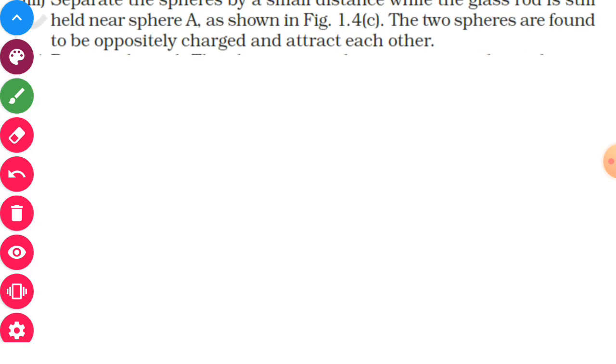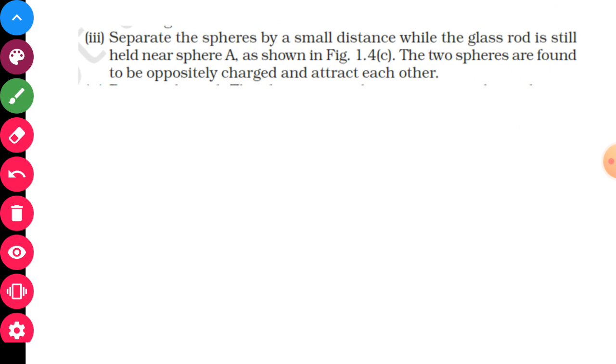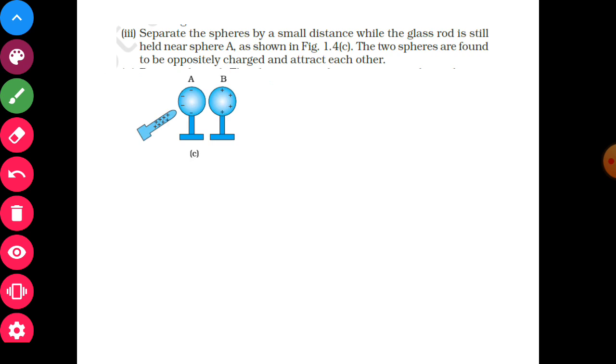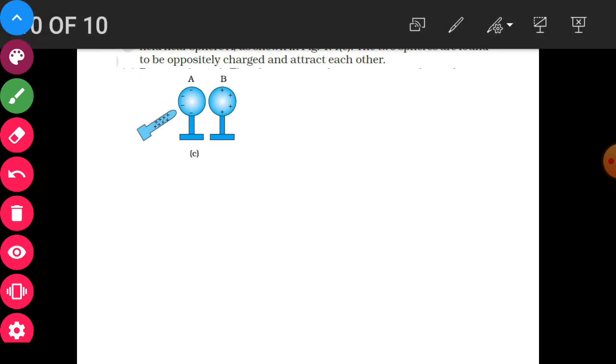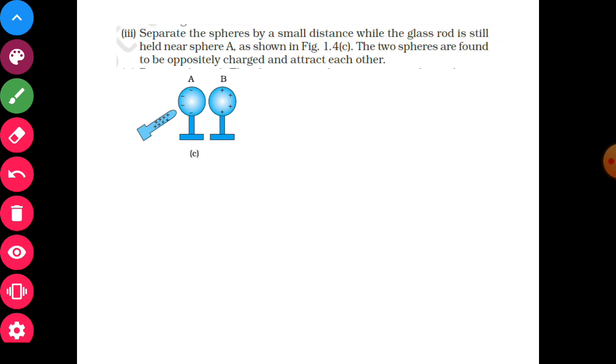Now separate the spheres by a small distance. You just have to separate the spheres by a small distance. Now see, there is a distance here between these two spheres. Now what will happen? Negative charge will be here and positive charge will be here, so both are having opposite charges. The two spheres are found to be oppositely charged and attract each other.